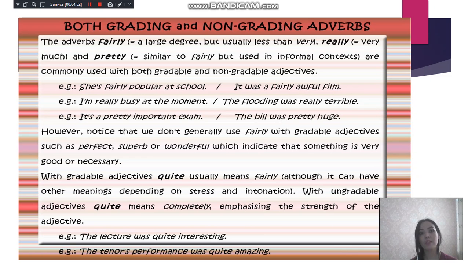Let's look at these examples. She's fairly popular at school. It was a fairly awful film. Fairly popular means she was a little bit more popular than others. So here, fairly is a grading adverb. It was a fairly awful film. In this example, it is a non-grading adverb. However, notice that we do not generally use fairly with ungradable adjectives such as perfect, superb, or wonderful, which indicate that something is very good or necessary.